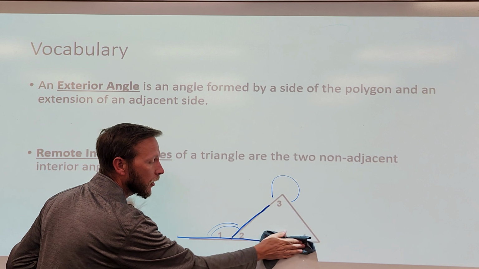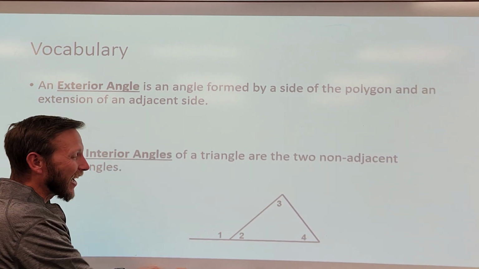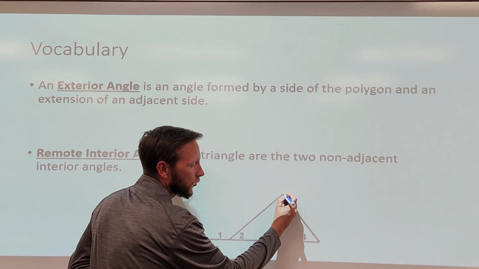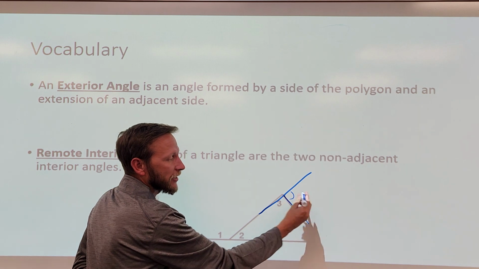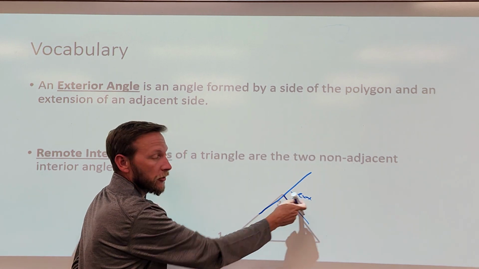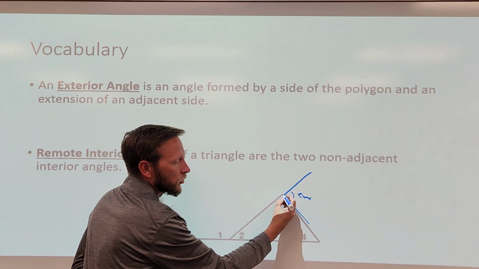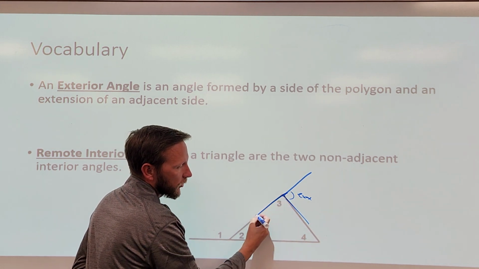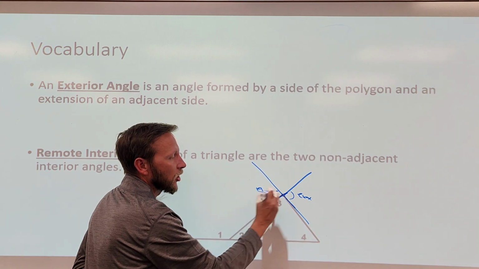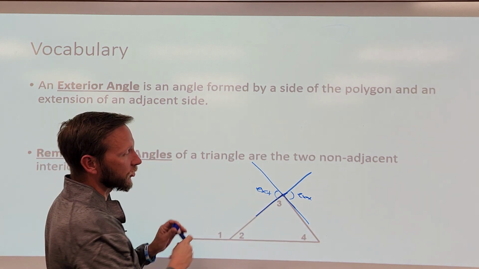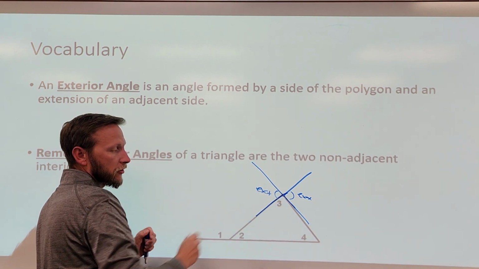Now we could draw, really two, we can draw two exterior angles at each vertex. So if I use this side and I extend that side, I have this exterior angle that is supplementary to angle 3. Likewise, I could use this side here and I could extend that side, and this would be an exterior angle because it is supplementary to angle 3. It's the extension of this side and that side.